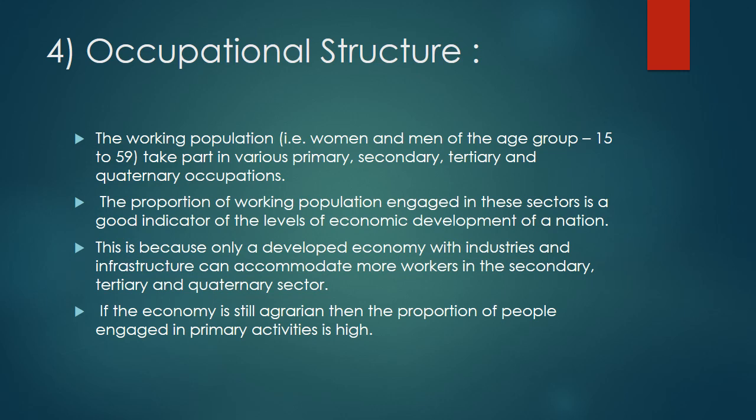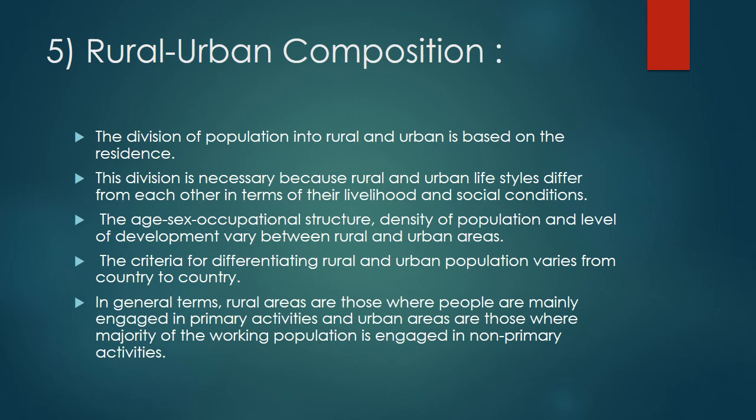If the economy is still agrarian, then the proportion of people engaged in primary activities is high. So wherever the economic condition is low in that particular area, agrarian activities are more, meaning dependency on agriculture is more. So such people are basically engaged in primary activities.